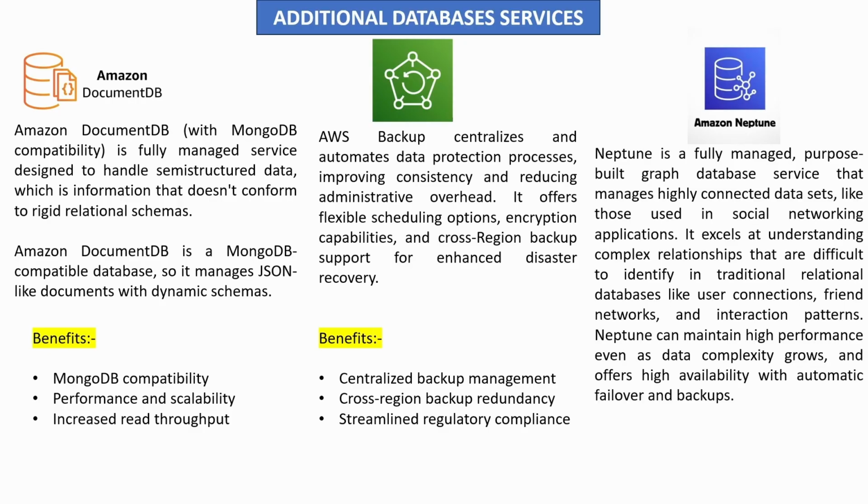Neptune is a fully managed, purpose-built graph database service that manages highly connected datasets. Like those used in social networking applications, it excels at understanding complex relationships that are difficult to identify in traditional relational databases, like user connections, friend networks, and interaction patterns. Neptune can maintain high performance even as data complexity grows and offers high availability with automatic failover and backups. Benefits include it is purpose-built for complex relations and it offers high performance and scalability.